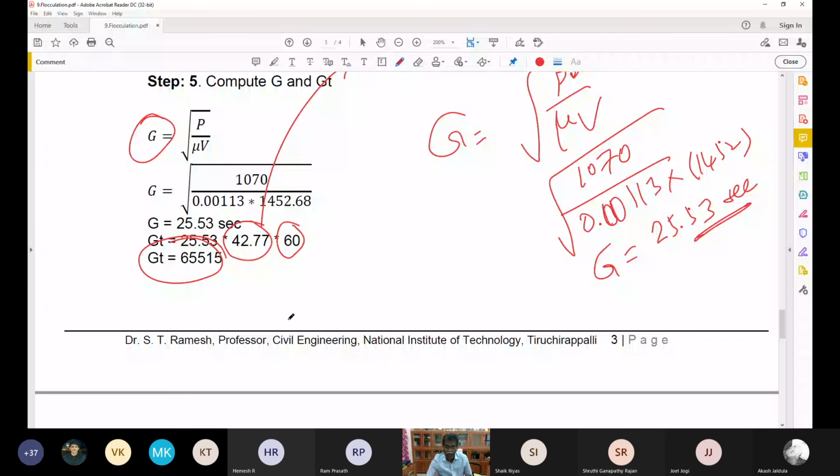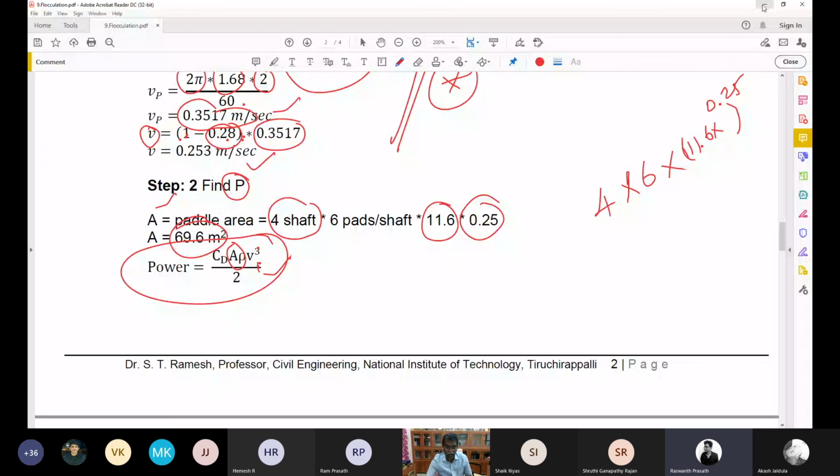Yes, sir. So this covers flocculation altogether. What we saw in the last class was theory, some concepts, and the design equations to calculate the individual items, and what we are seeing today is how to calculate the individual parameters.